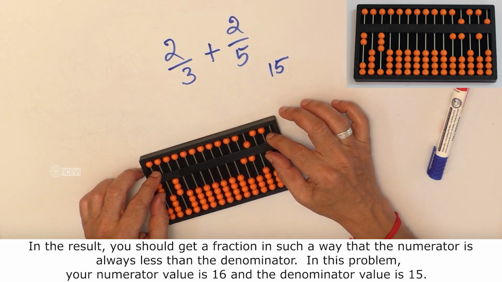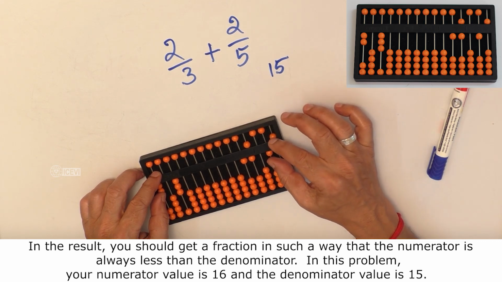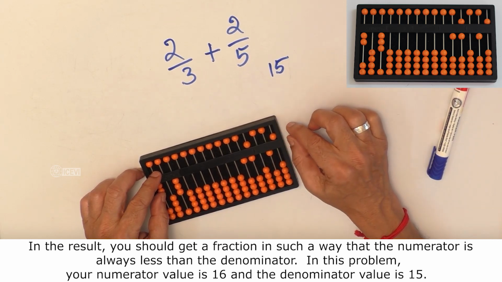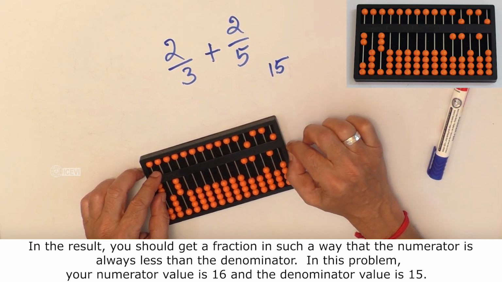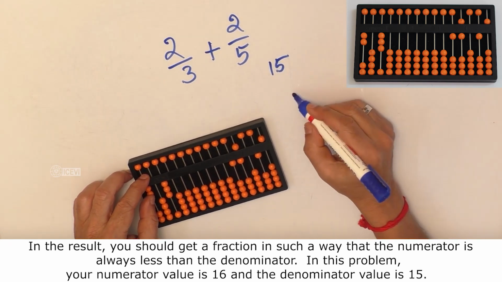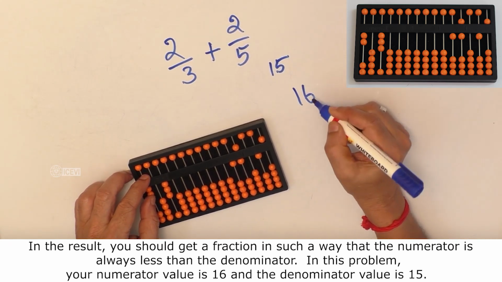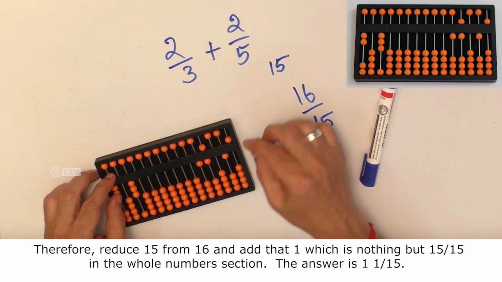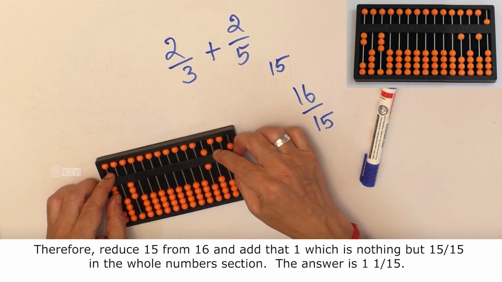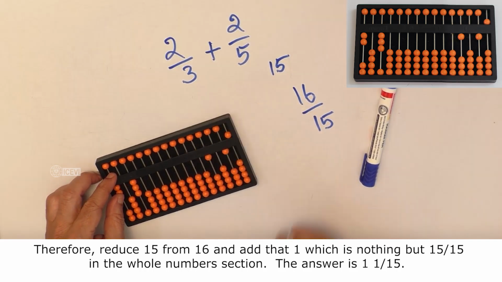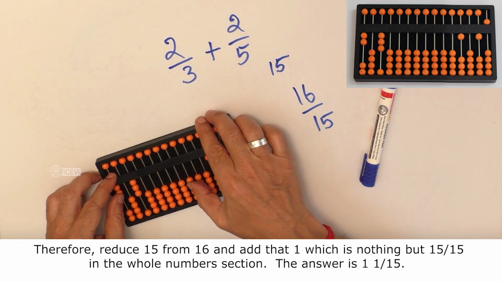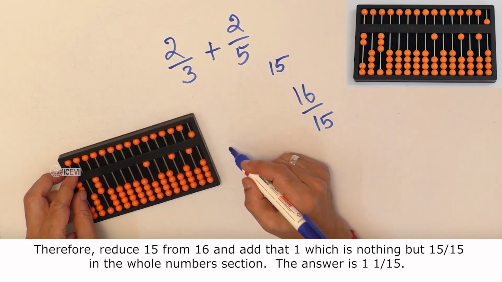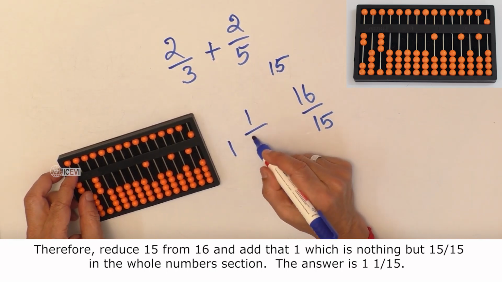In the result, you should get a proper fraction in such a way that the numerator is less than the denominator. In this problem, your numerator is 16 and the denominator is 15. Therefore, reduce 15 from the 16 and add that to the whole number section. The answer is 1 by 15.